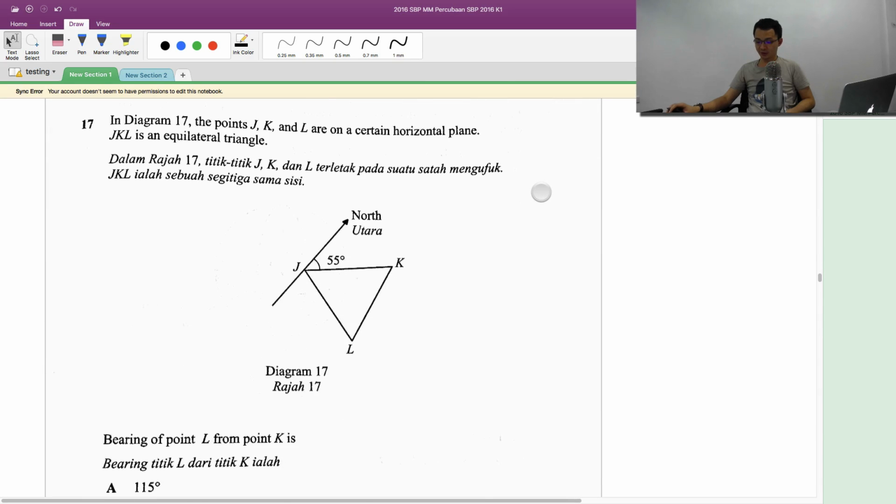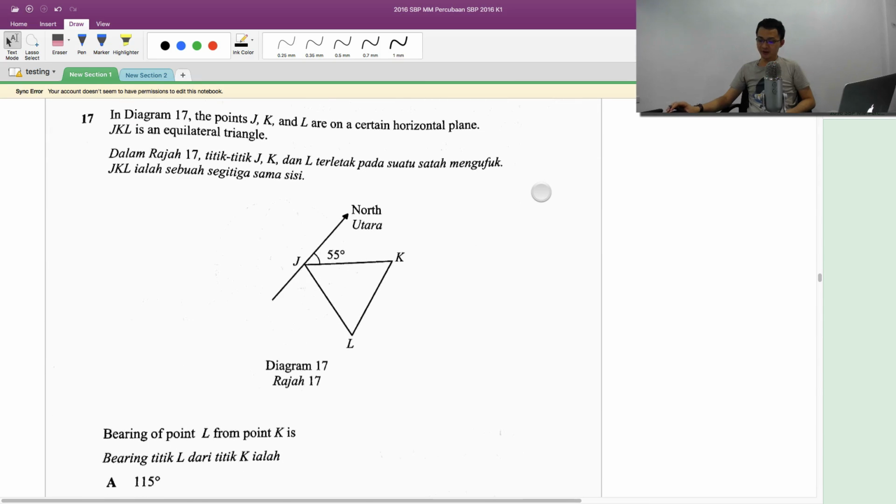Okay, so diagram 17, the points JKL are on the horizontal plane. JKL is an equilateral triangle. It's good news here because everything is 60 degrees, because it's an equilateral triangle, which means segitiga sama sisi.